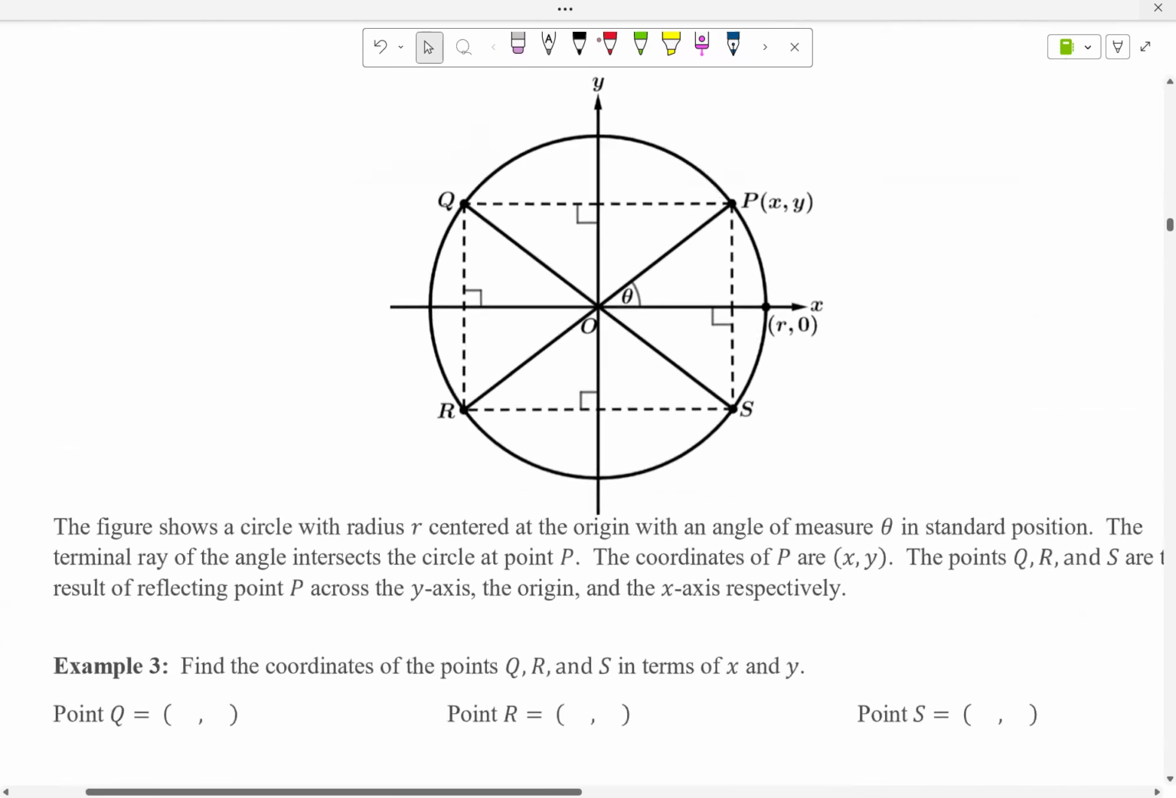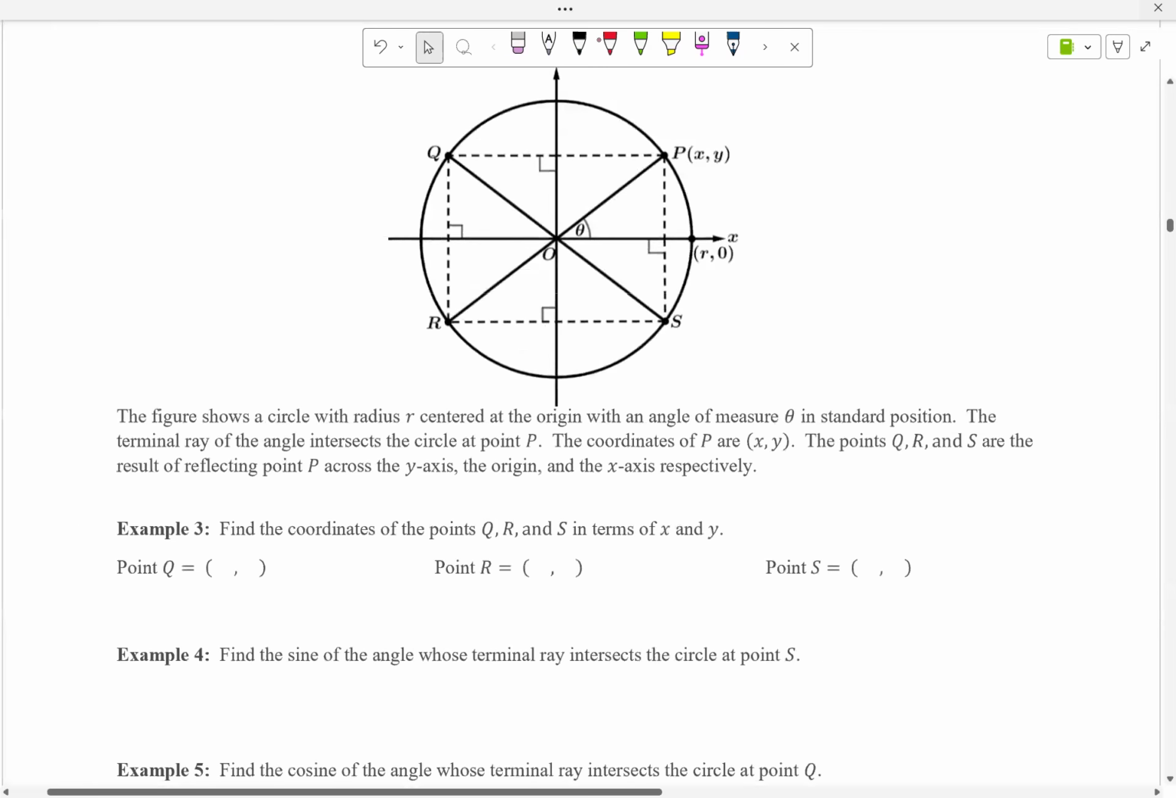Okay, so we know that the coordinates of P are x and y. And since it's in the first quadrant, both x and y are positive. Please express Q, R, and S in terms of x and y, but adjust appropriately.